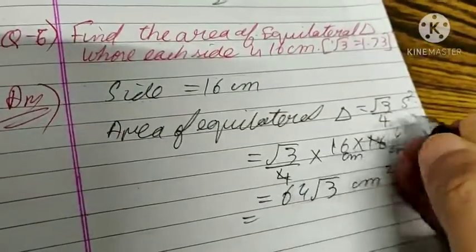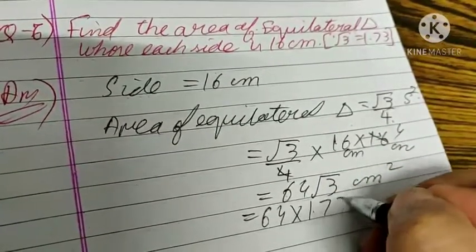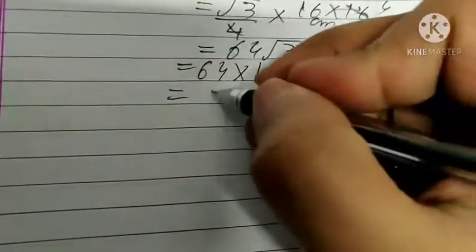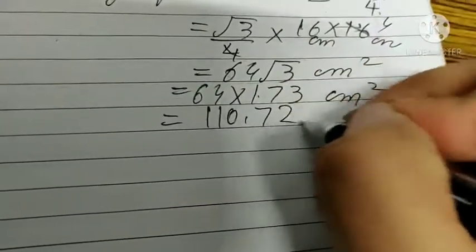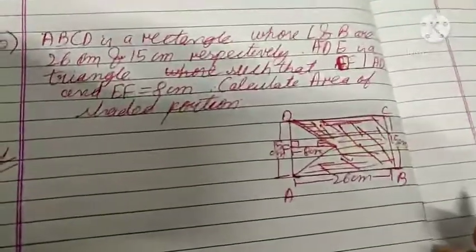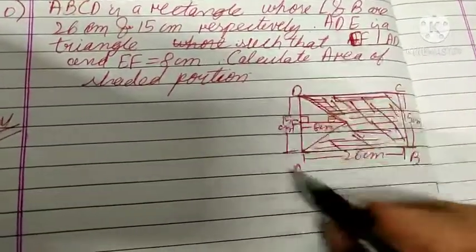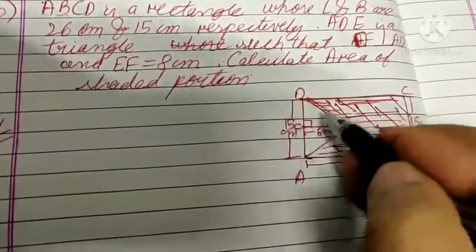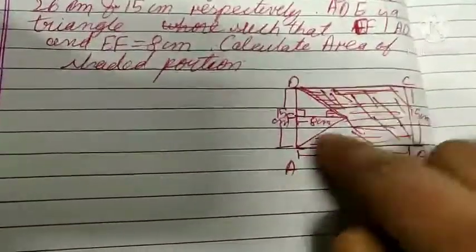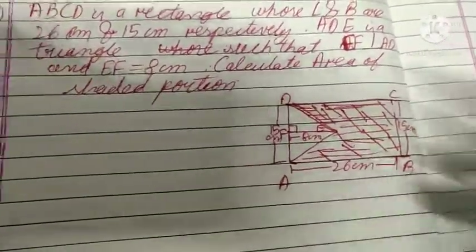So the value of root 3 is given as 1.73. So 64 into 1.73 centimeter square is equal to 110.72 centimeter square. This is our answer. This is our next figure. Here we have to find the area of this shaded portion. ABCD is a rectangle and this is a triangle, and if we subtract the area of the triangle from this full rectangle, we will get the area of the shaded portion. So we have to calculate the area of the rectangle and triangle separately.